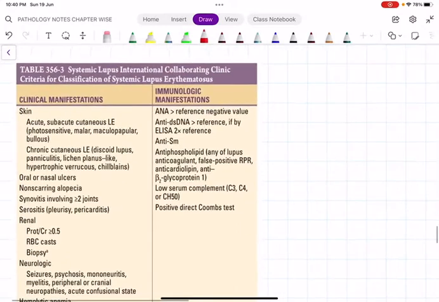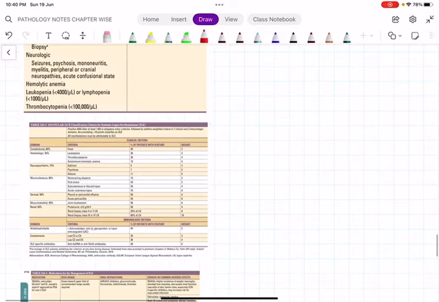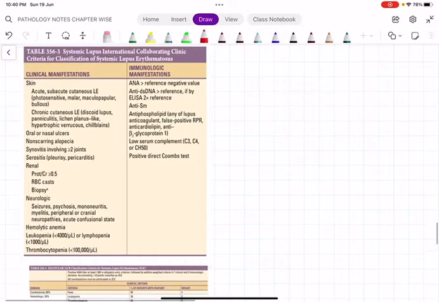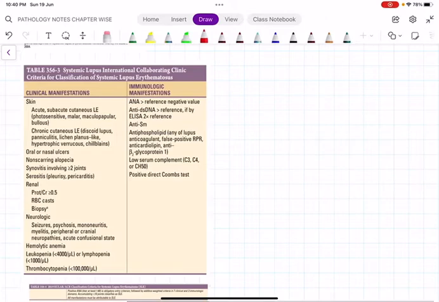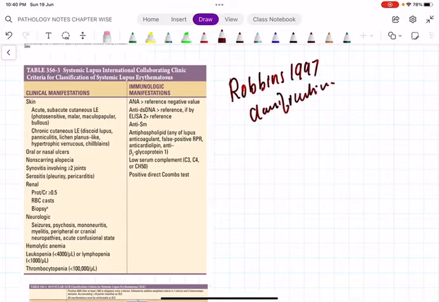First one is the Systemic Lupus International Collaborating Clinics criteria for classification of systemic lupus erythematosus. So this is the classification that we are following. As far as an undergraduate is concerned, we should just remember this classification, that is the clinical and immunological manifestations. But the one which is given in Robbins is a 1997 classification, which is an outdated one. These are the updated ones.